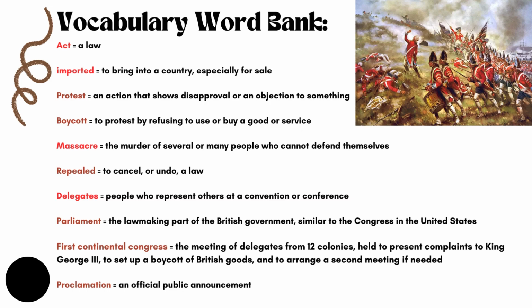First Continental Congress: the meeting of delegates from 12 colonies held to present complaints to King George III, to set up a boycott of British goods, and to arrange a second meeting if needed. Proclamation: an official public announcement.